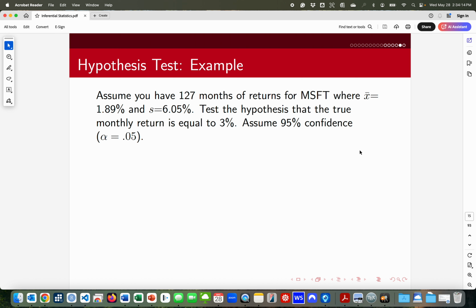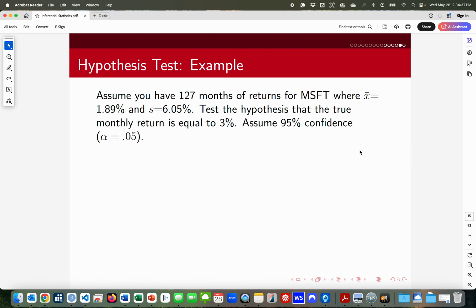So here's an example of a hypothesis test. Assume you have 127 monthly returns for Microsoft, where the sample mean is 1.89% and the sample standard deviation is 6.05%. Test the hypothesis that the true monthly return is equal to 3%.